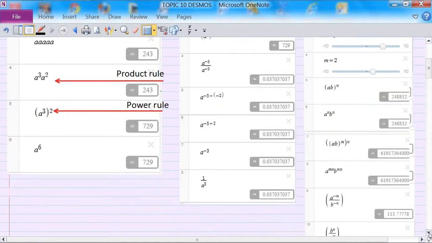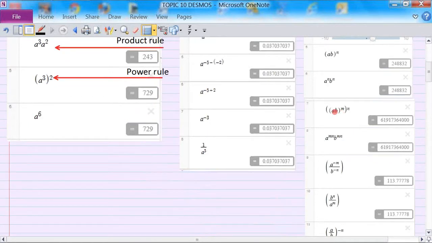If I do this, I've got a, b, brackets to the nth power, the whole thing, to the nth power. It's the same as saying a to the m times n right here, b to the m times n here, and I get exactly the same answer.